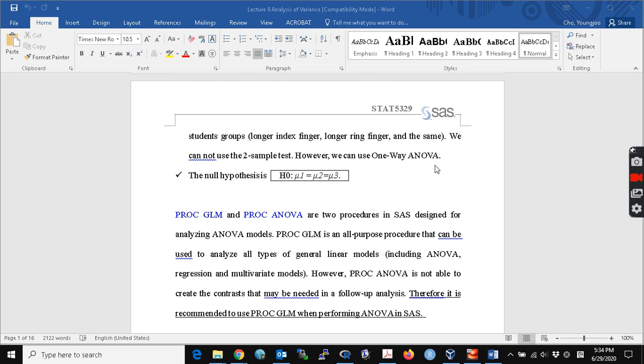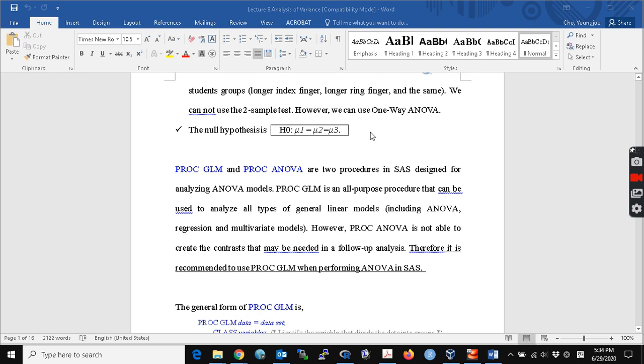If at least one pair is not equal, then that's sufficient for the alternative hypothesis. Of course, the alternative hypothesis includes the case that all are not equal. But formally, the alternative hypothesis is that at least one pair of them is not equal.